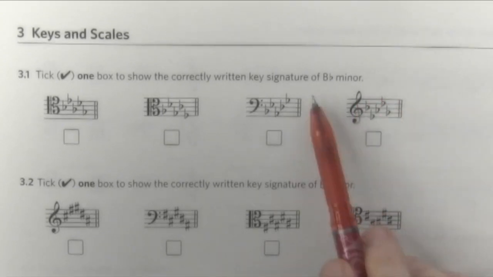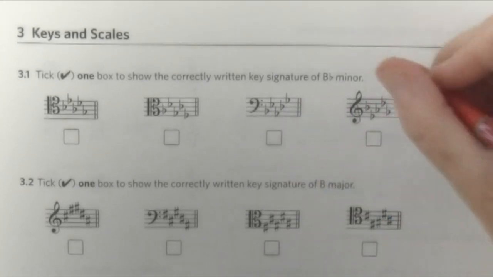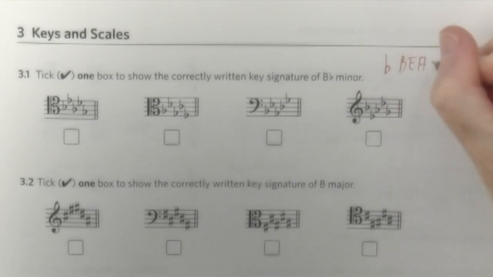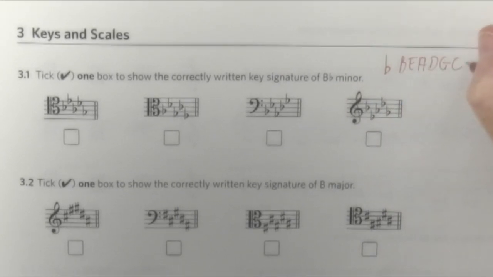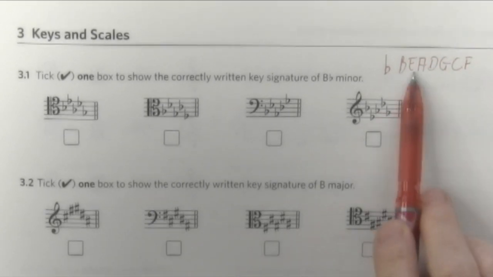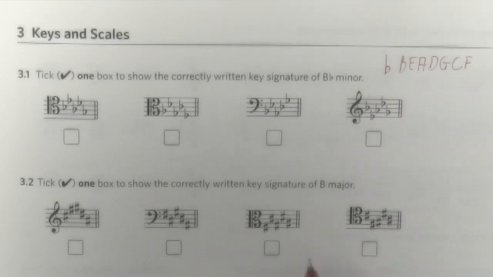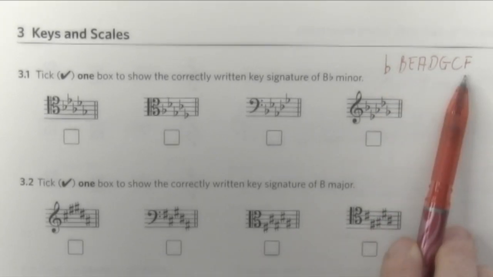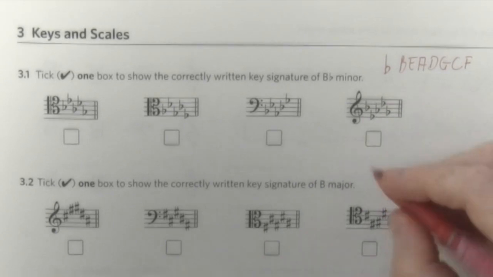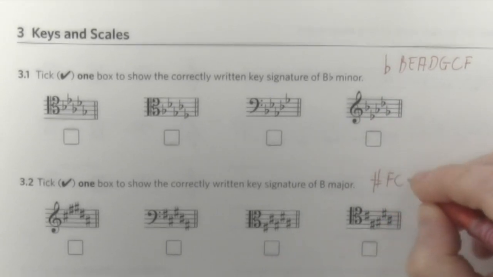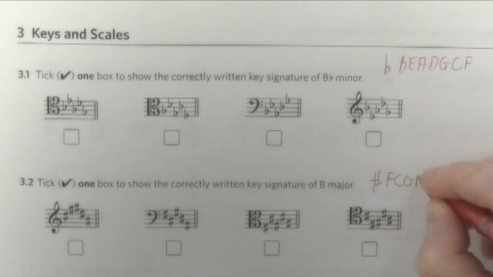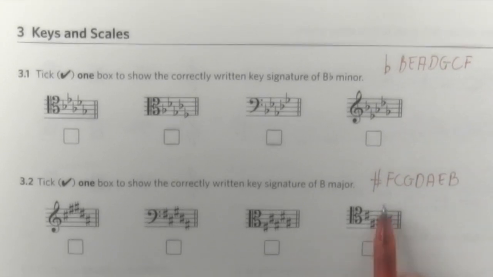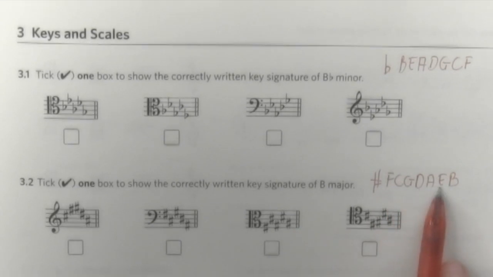Okay, the key signature of B flat minor, I'm going to write it here. Big elephants, 8 dinosaurs, goat, cheese and figs. Si, mi, la, re, sol, do, fa. This is the order of flats, and the sharps is in reverse. So fa, do, sol, re, la, mi, si. Fun colouring gigantic drawings after eating breakfast.